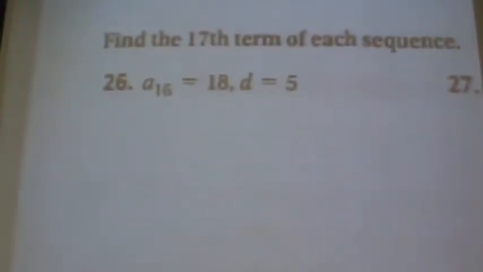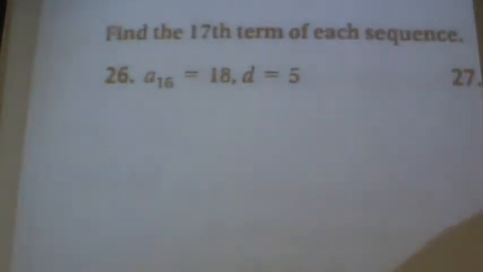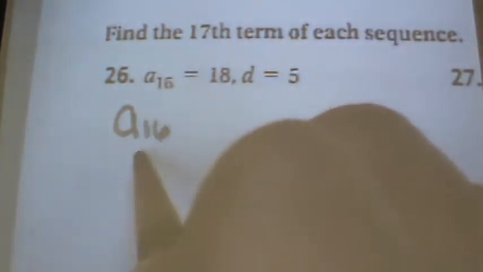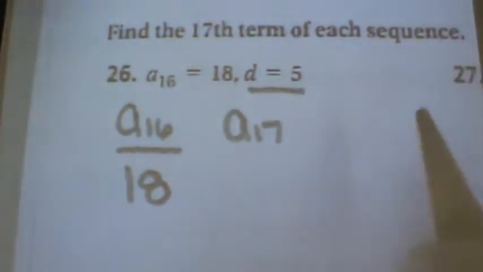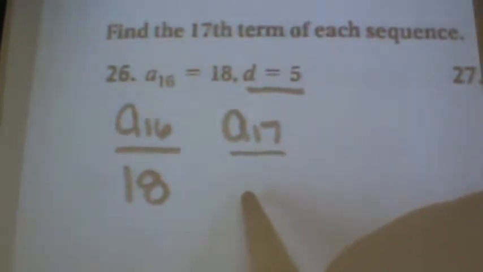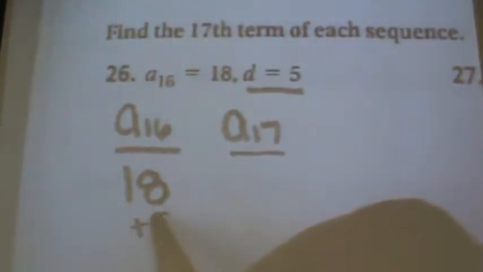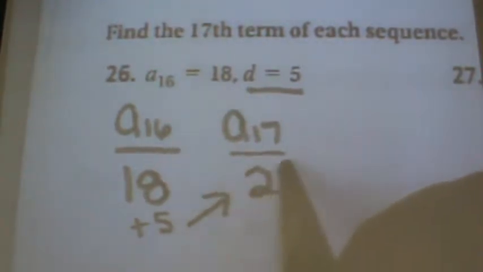Okay, these next three are really easy. How would you find the 17th term if you know what the 16th term is and you know what d is? You're gonna use the recursive formula. If you know the 16th term is 18, and I want to find the 17th term, and the d value is 5, how would you get to this next term? Add 5. Add 5, and you get what? 23. Easy? Doesn't get any easier than that.